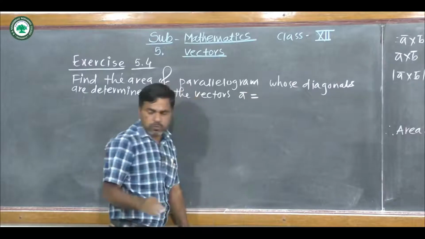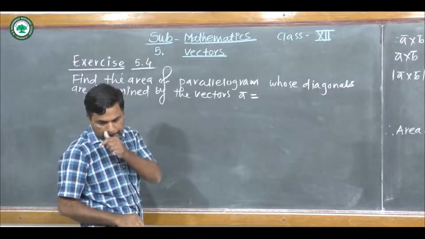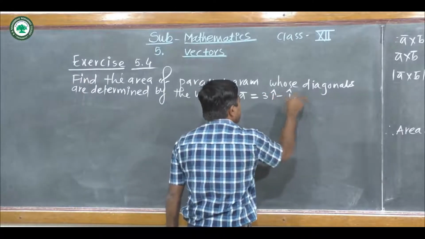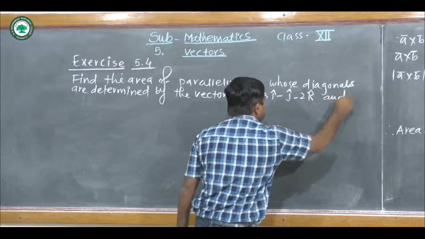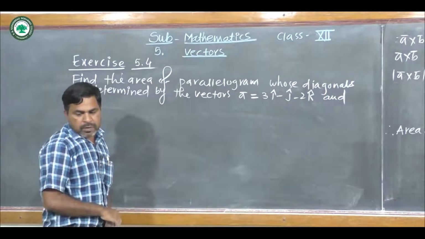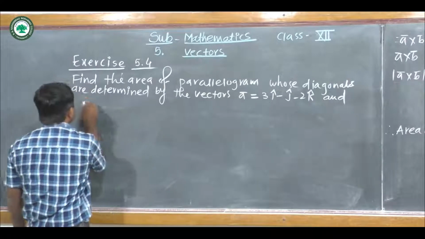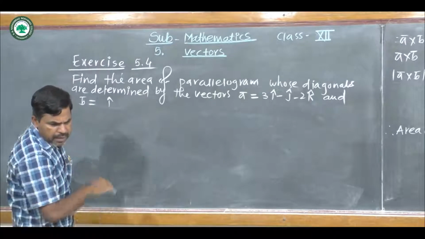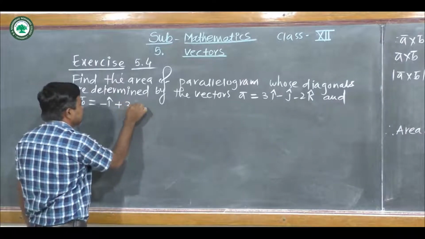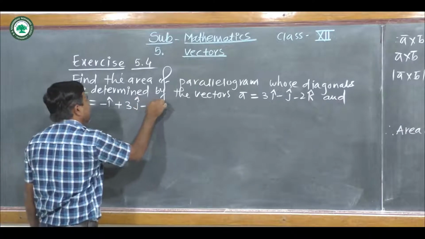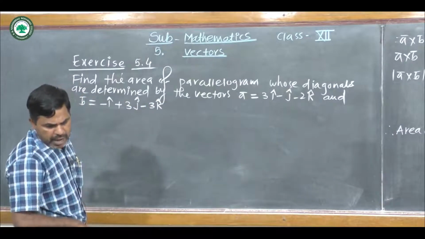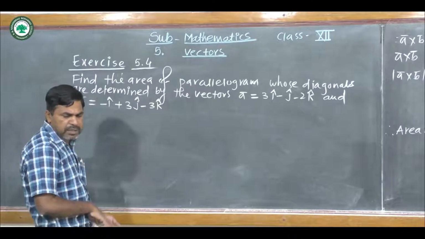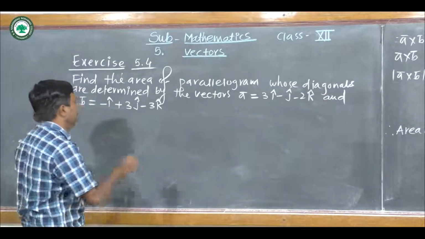a bar is equal to 3 i cap minus j cap minus 2 k cap and b bar is equal to minus i cap plus 3 j cap minus 3 k cap. See, a bar is 3 i cap minus j cap minus 2 k cap, and b bar is minus i cap plus 3 j cap minus 3 k cap. Okay, let's see here.